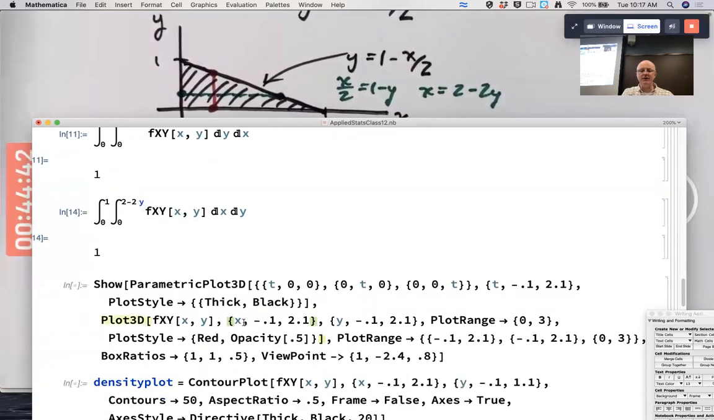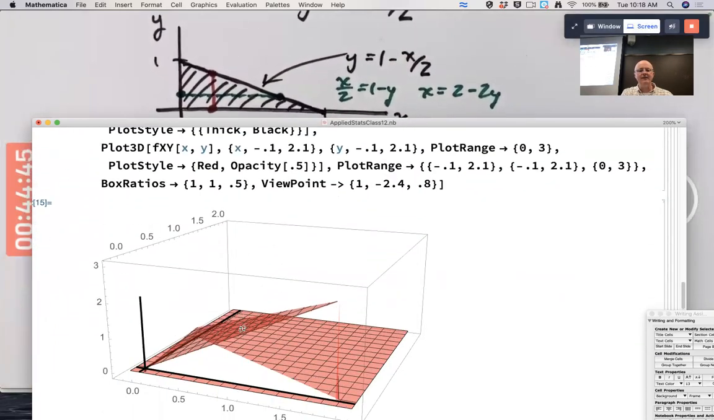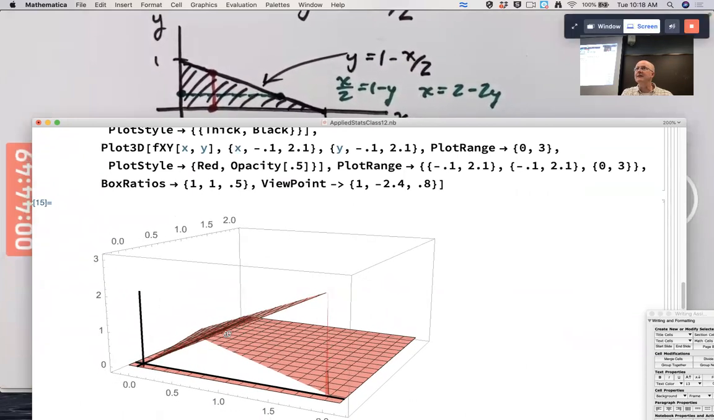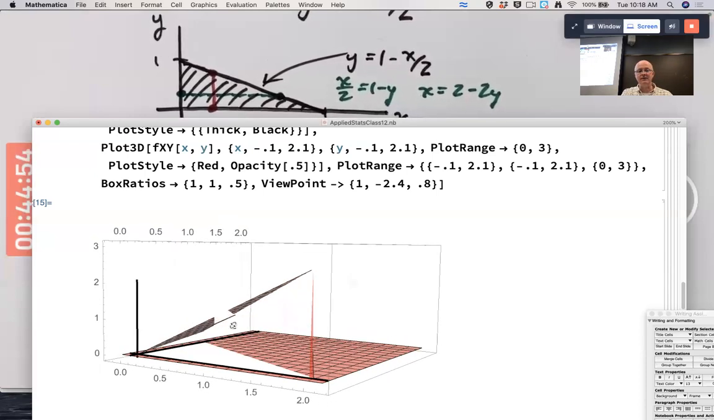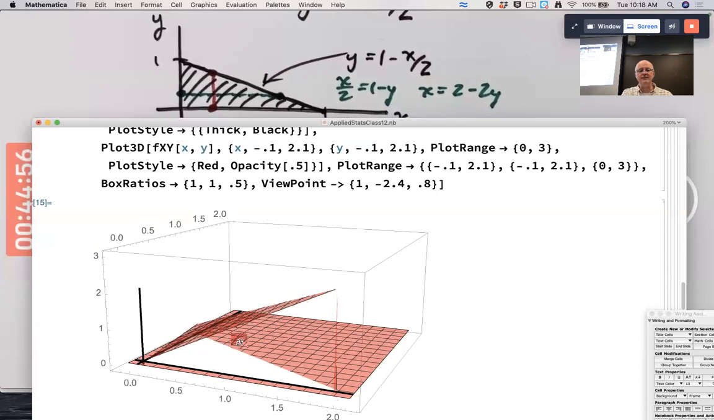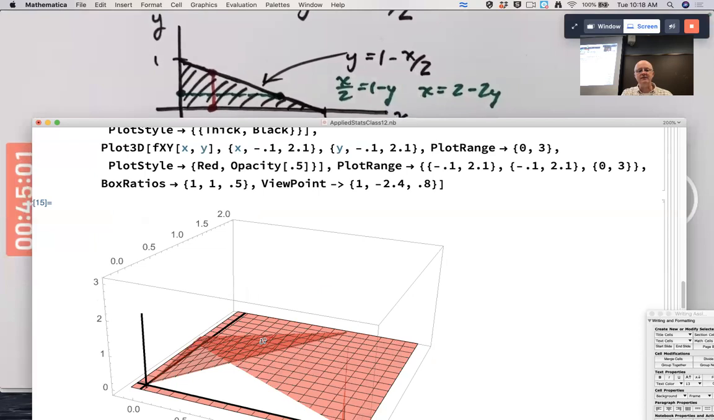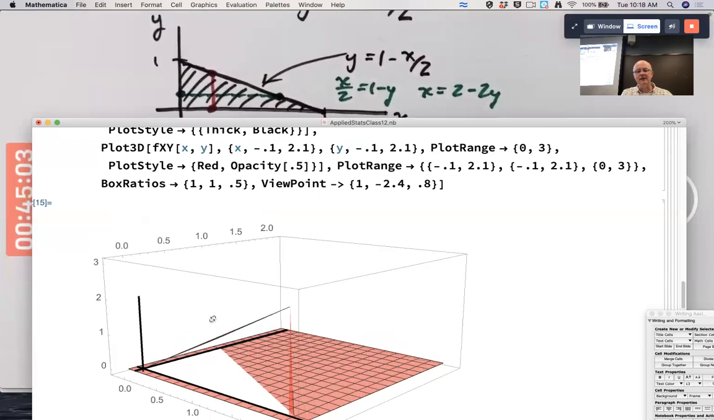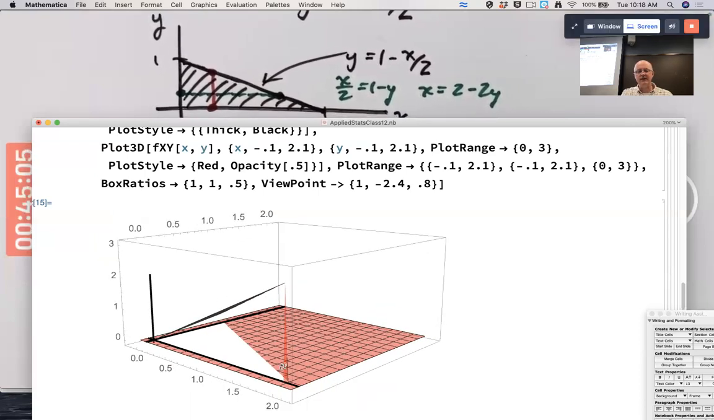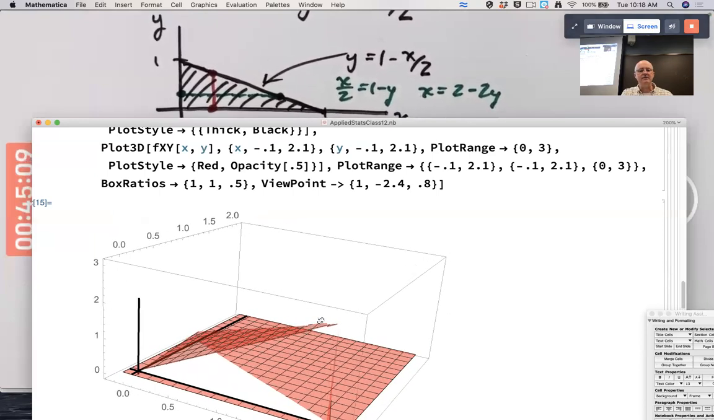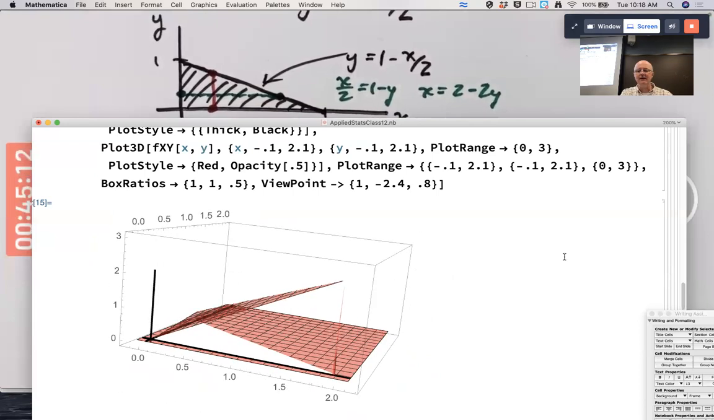This can be interpreted geometrically. This graph, this red graph, is the graph of the joint PDF. Instead of the area under the graph being 1, it's the volume under the graph that equals 1. So the volume of the region under this triangular kind of graph here is 1. Ignore this thing over here, that's numerical error. It's not part of the graph. That volume of that solid would be 1.